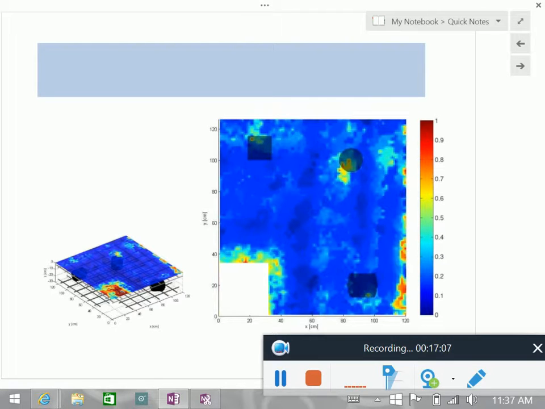I'm not arguing that this is the best method. You will see that ultrasound does a much better job. This is just to show you how some of these things that we have talked about can be used for material characterization.